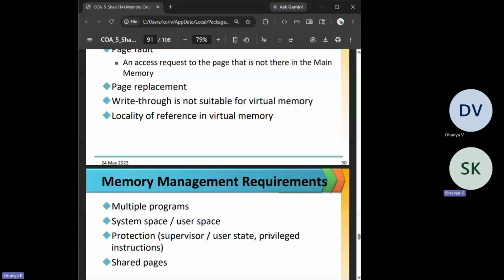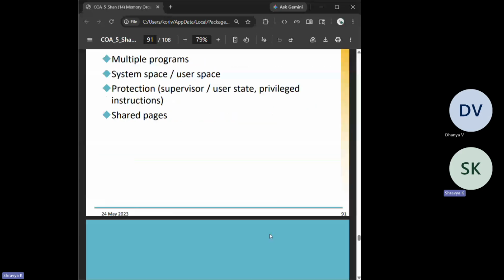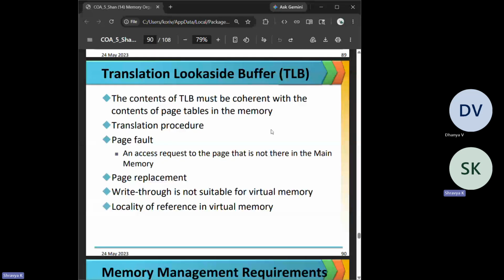Yes, recording started. Okay. So the contents of the translation look-aside buffer, as we were discussing before, must be coherent with the contents of the page tables in the memory, right? Similar to how the contents of the cache must be coherent with the contents in the main memory, the contents in the TLB must also be coherent with the contents of the page tables in the main memory, right? So that's an analogy over there.